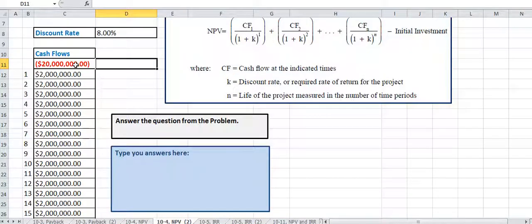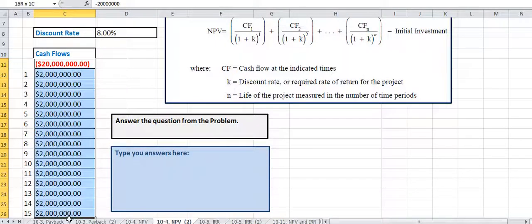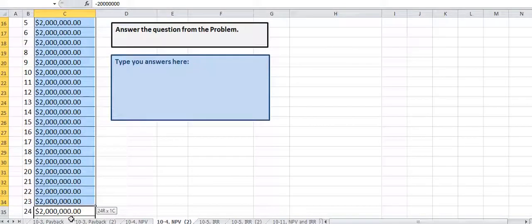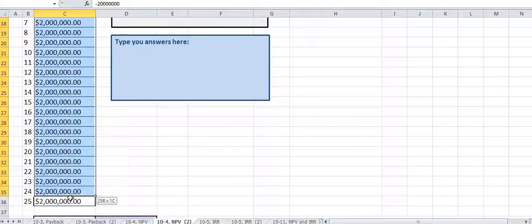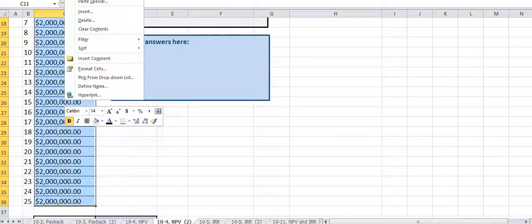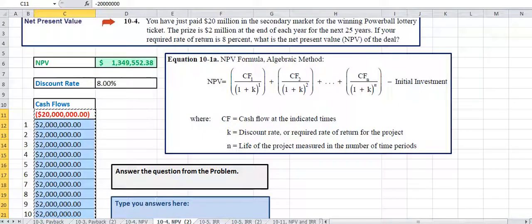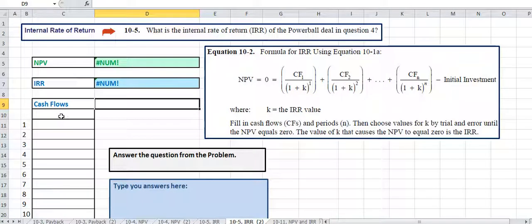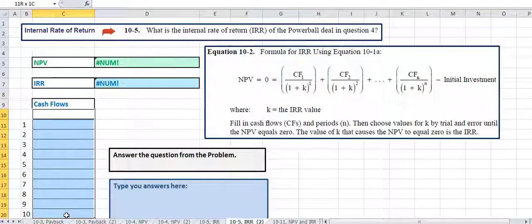So let's take our cash flows from problem 4. The initial cash outlay of $20 million plus 25 years of $2 million a year. And let's copy that and put it in our problem 5.